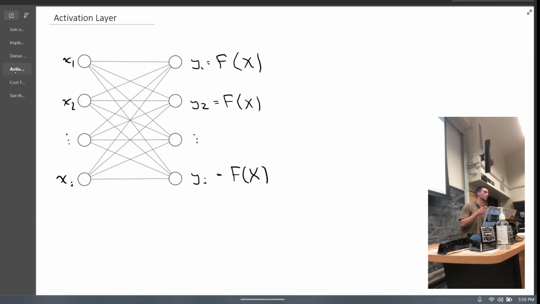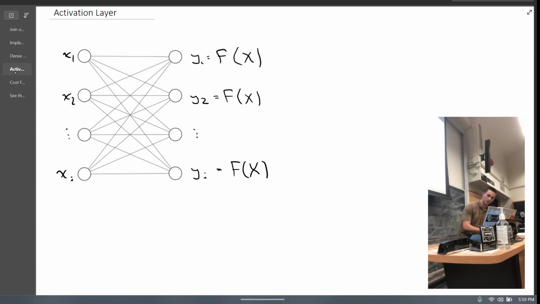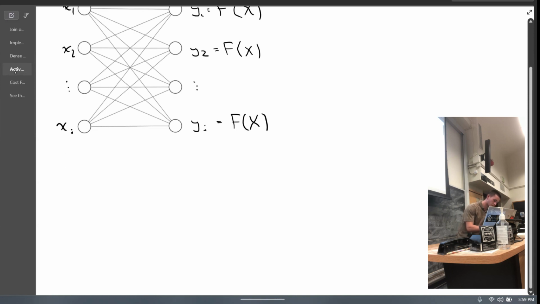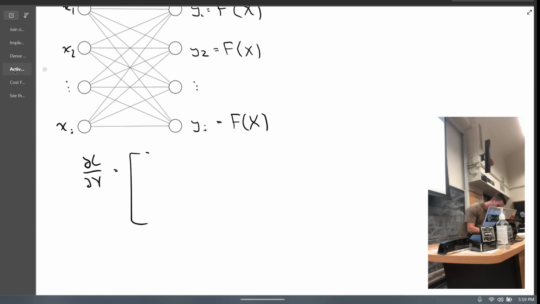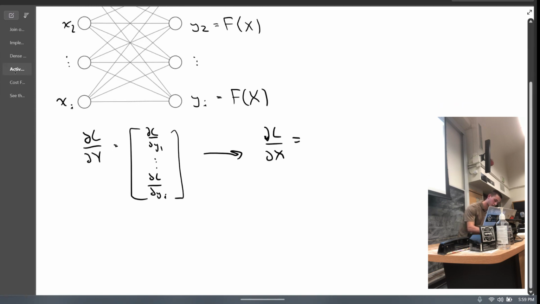And so we need to take the derivatives with respect to that and use that information to see how that affects our cost function. Okay. And so the only derivative we're finding here is the derivative with respect to x. So given this, we just want this vector here, right?